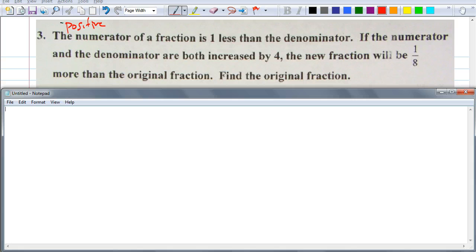Okay, show me with your fingers. How many unknowns do we have here? Not all of you know? Okay, think about it. I want 100% participation here. How many unknowns do we have? It says the positive numerator of a fraction is 1 less than the denominator. If the numerator and the denominators are both increased by 4, the new fraction will be 1/8.